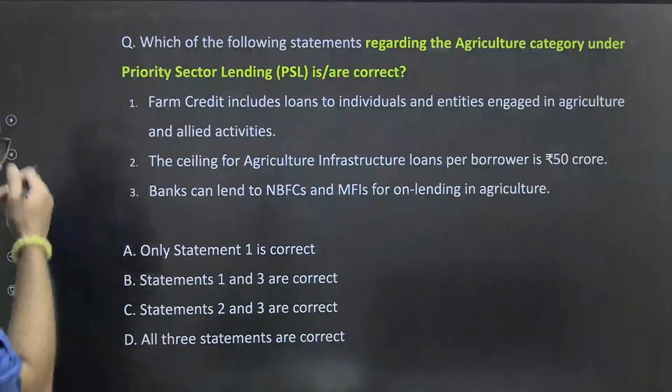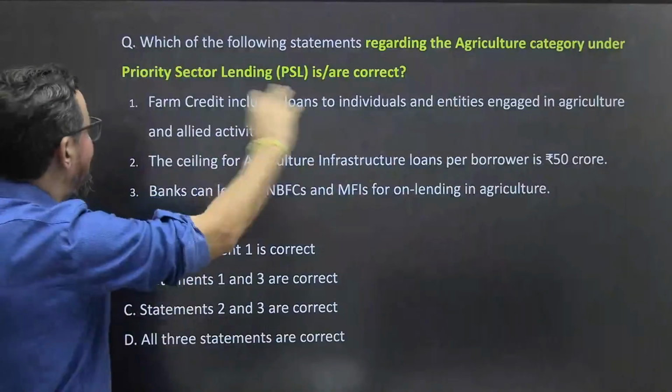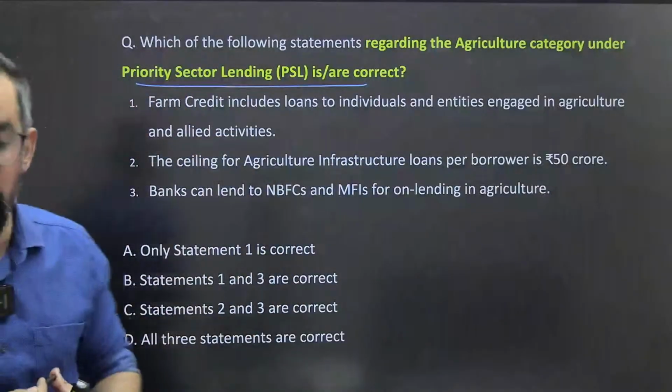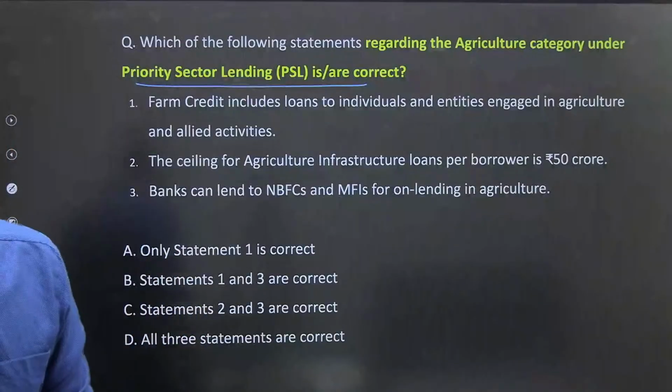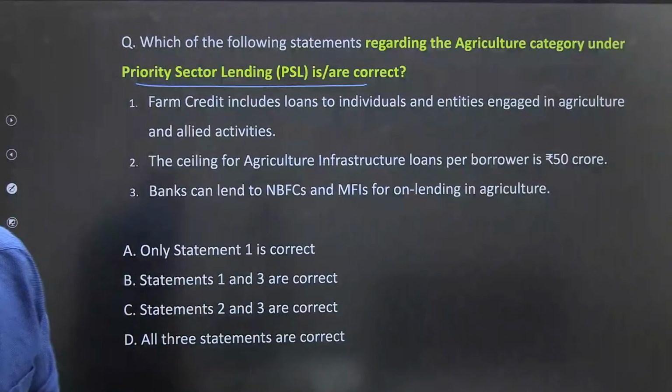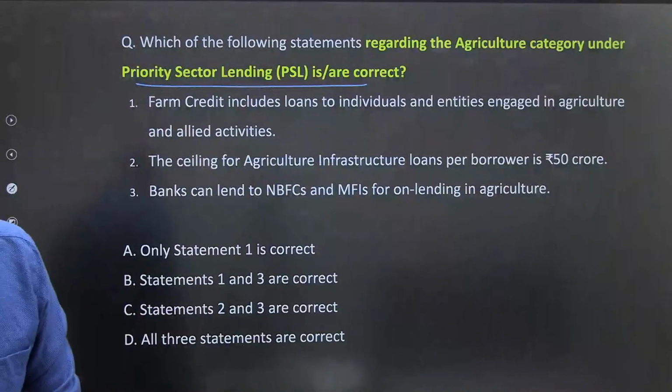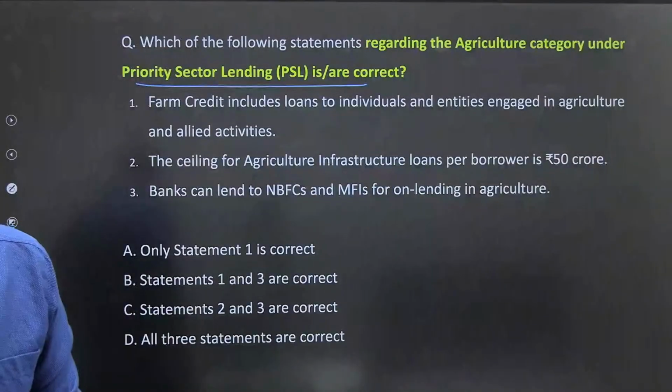Which of the following statements regarding the agriculture category under PSL are correct? This is a very easy one. बताओ क्या होगा करेक्ट आंसर गाइस? थोड़ा सा इंटरेक्ट कीजिए यार प्लीज. ठीक है, सो थोड़ा सा आप लोग इंटरेक्ट करेंगे तो बहुत अच्छा लगेगा. ठीक है, एंड आई एम डूइंग रियली हार्ड वर्क फॉर दिस कंटेंट थिंग्स एंड ऑल.